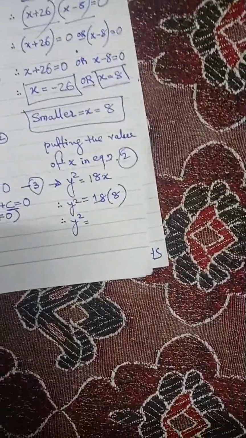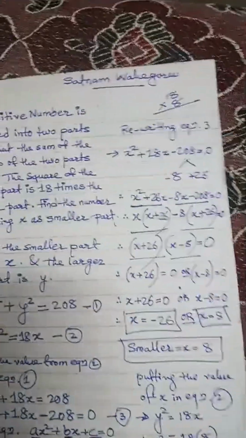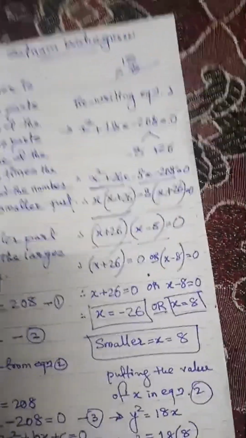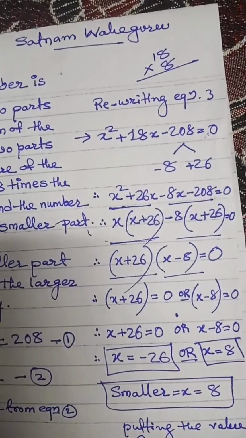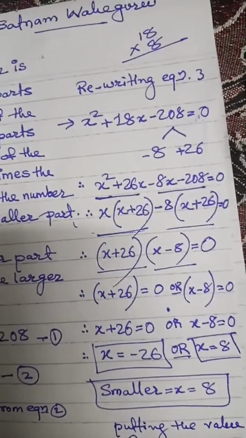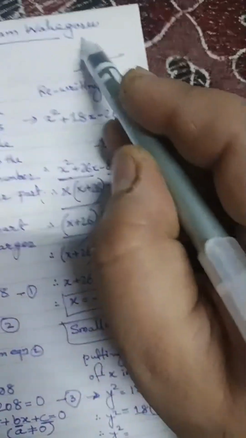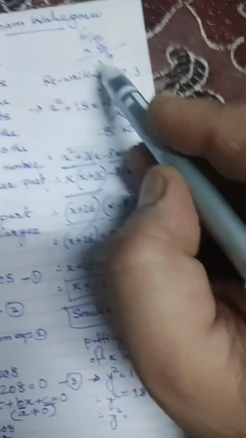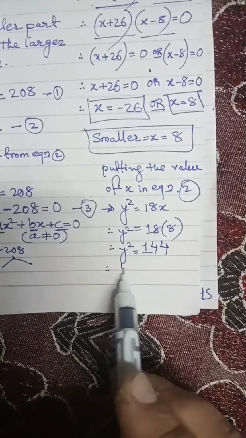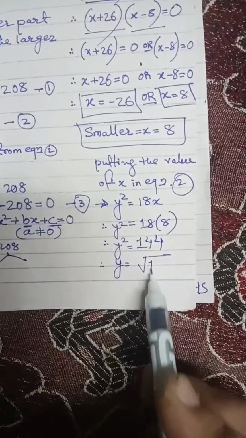How much is it? I think 324. Let's do the multiplication. 18 into 8, not 324, because 18 tens would become 180. Now 18 into 8: 8 8s are 64, 8 1s are 8, 8 plus 6, 14. So 18 8s are 144. Y square is equal to 144. Therefore y is equal to square root of 144.